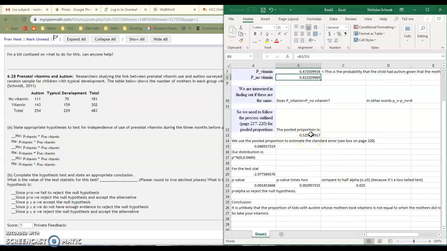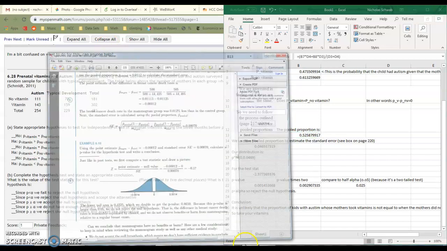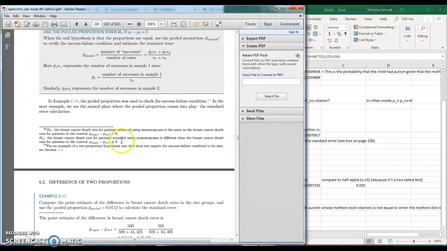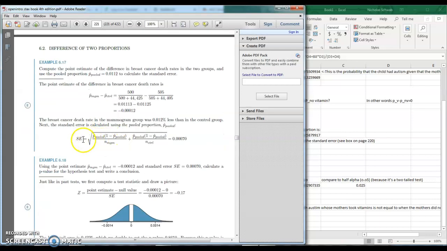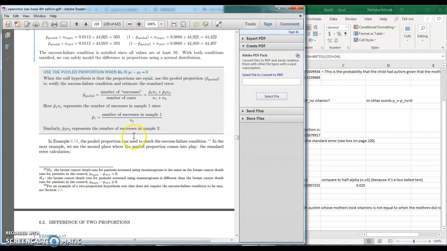The pooled proportion we have to figure out. Let me pull up the book and I'll show you the exact equation here. Pooled proportion, oh, it's right here. So this is our pooled proportion.